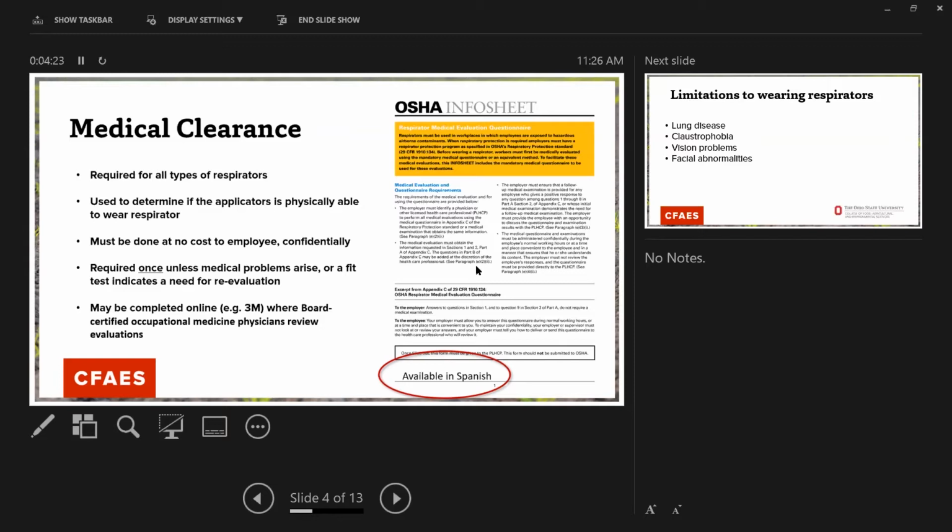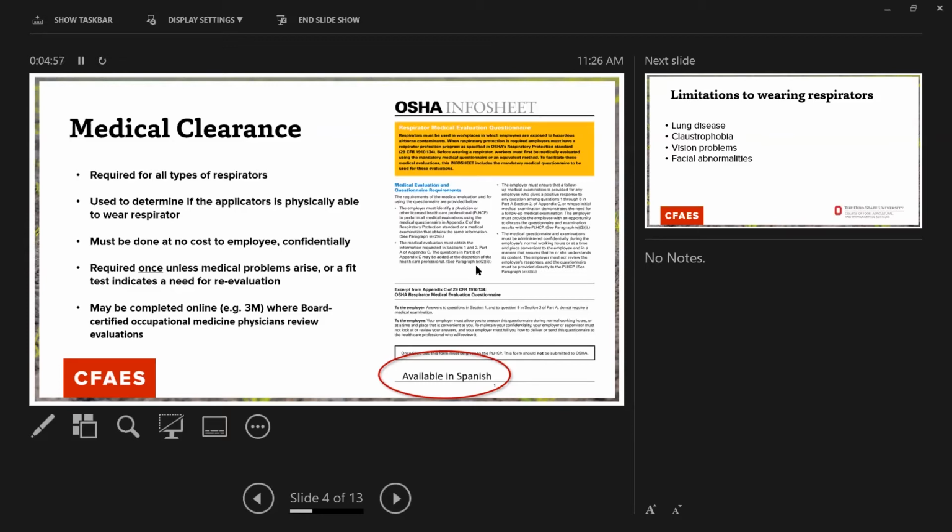So the medical clearance is only going to be required once unless medical problems arise or the fit test indicates a need for reevaluation. So if you go to your physician and they say, okay, we have a slight red flag here, you might have some minor heart conditions or something, you might have claustrophobic tendencies, something like that, they might say, okay, we want to see you every 6 months, okay? If there aren't any red flags, then just once is going to be sufficient.